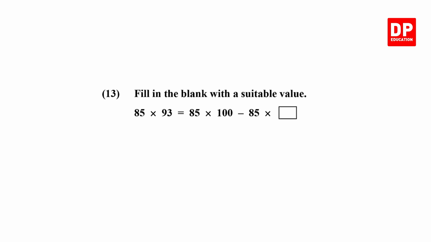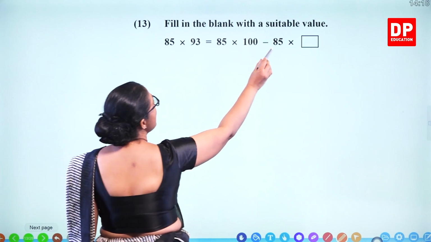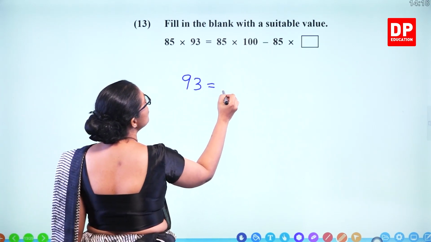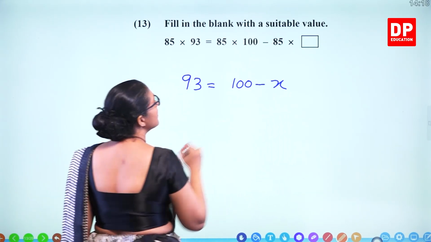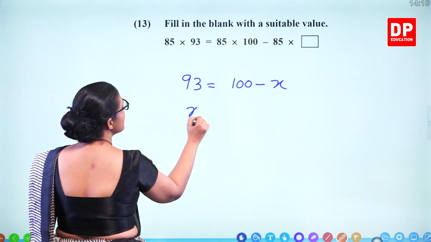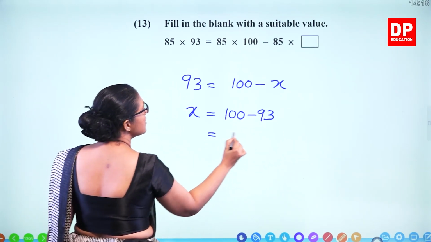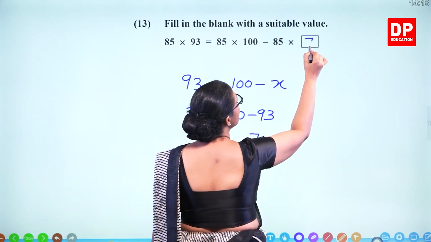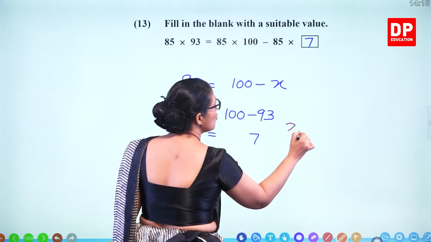Question number 13. Fill in the blank with a suitable value. 85 is there. So, can you see 85 is common? So, that means 93 is equal to 100 minus x. So, how do you find x? So, x becomes 100 minus 93. You get 7 as the answer. So, this is 7. So, that's easy. Straight away you can get 2 marks.